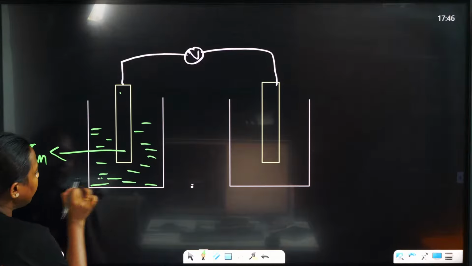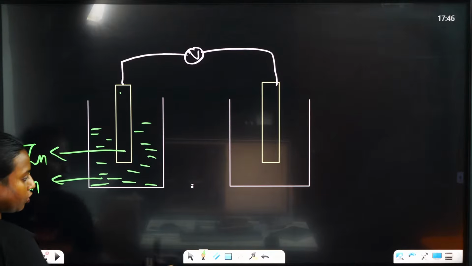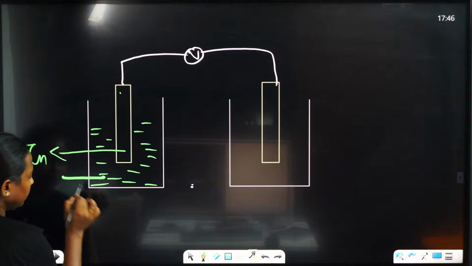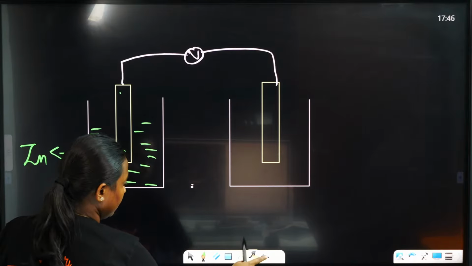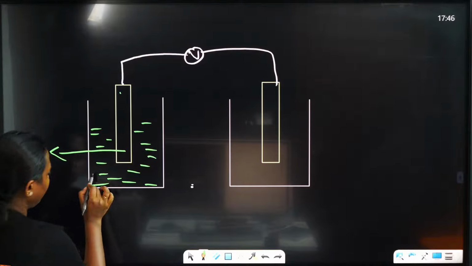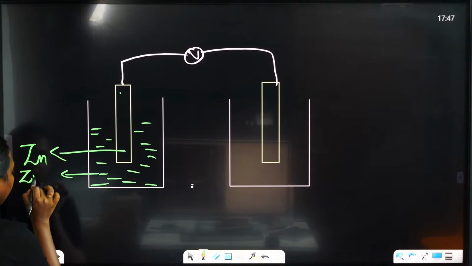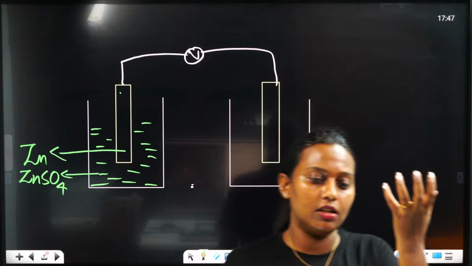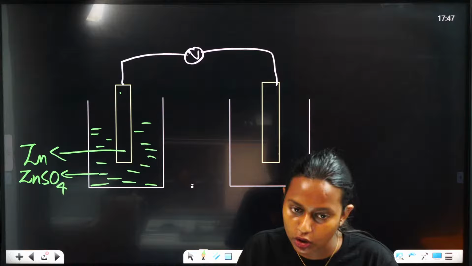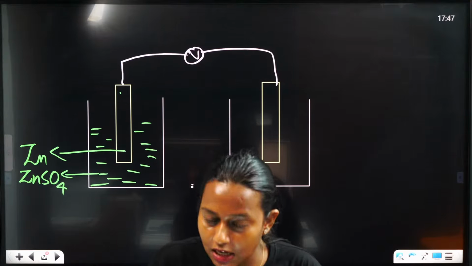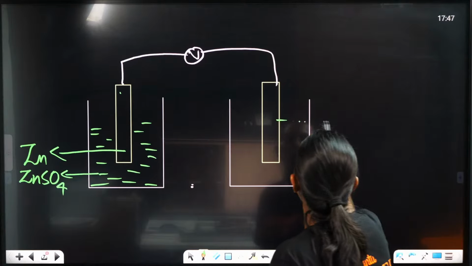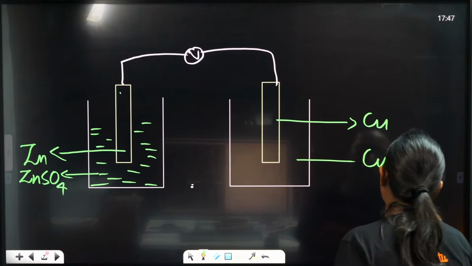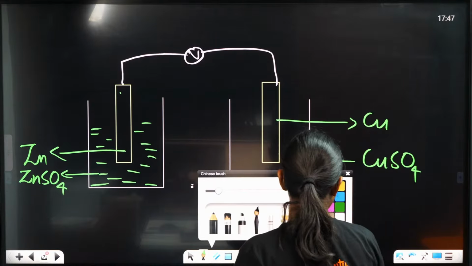The zinc rod is dipped in zinc sulfate solution, ZnSO4 solution. So that means here zinc metal is dipped in zinc sulfate solution, and here you can see copper is dipped in copper sulfate solution. So this is copper sulfate solution.